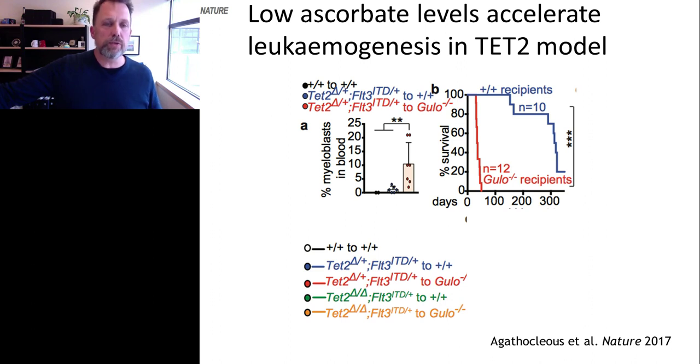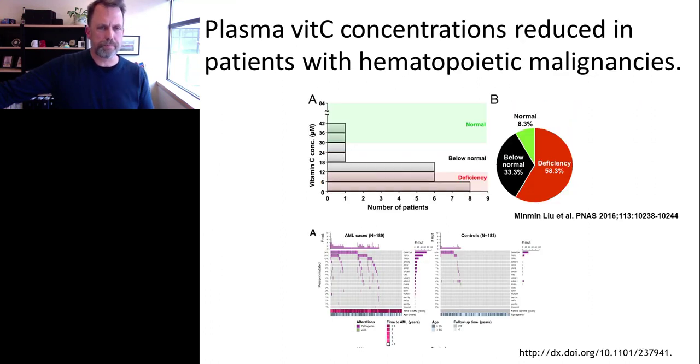And when we introduce this leukemic model, or these leukemic cells, into the Gulo-negative mouse, as is shown in panel B here, you can see that you get this dramatic reduction in latency in the context of the loss of vitamin C. So this is consistent with what we had shown in the context of the HOXA9 IDH R132 model.